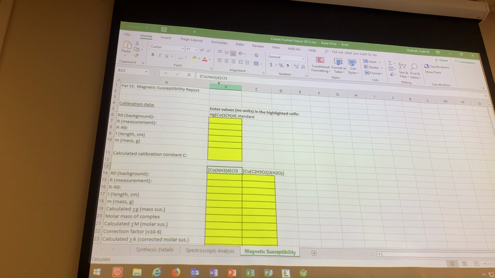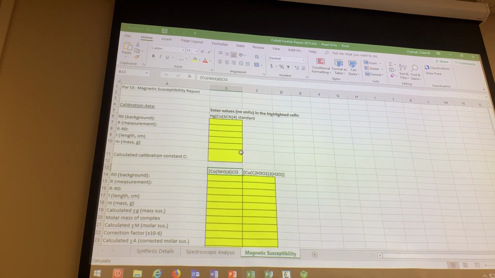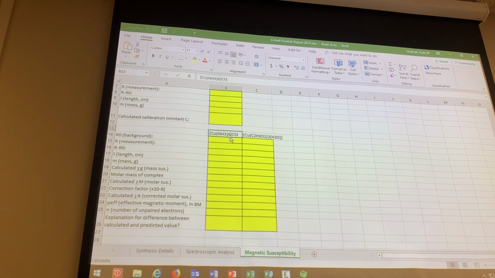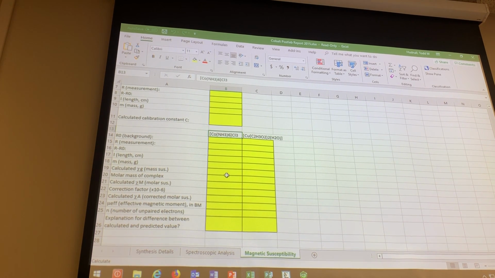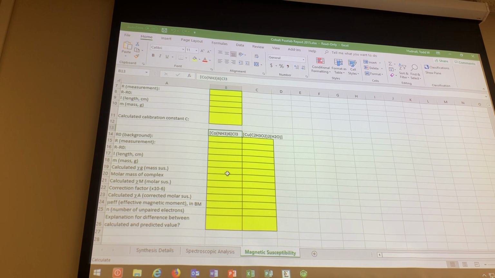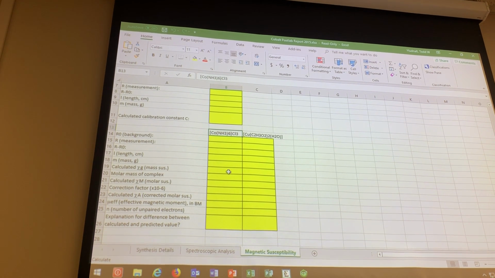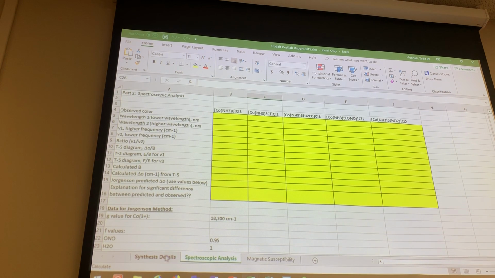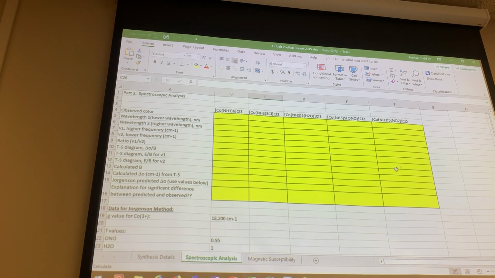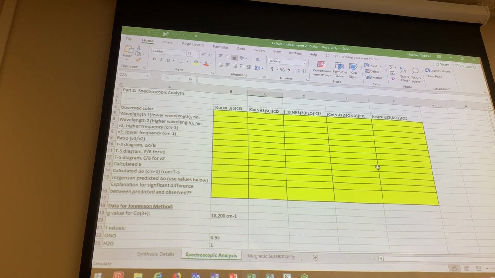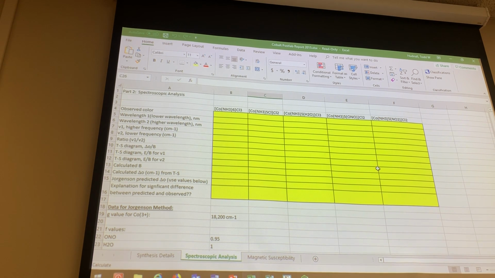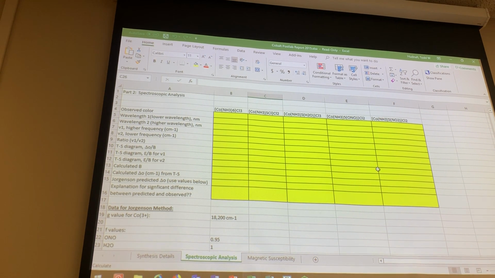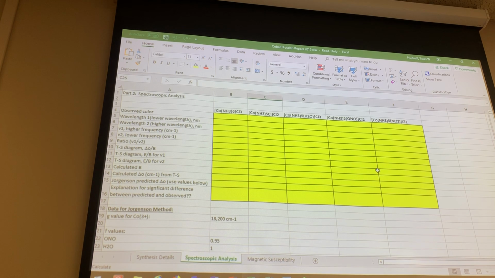This does take a little while because the balance is super sensitive. If you breathe on it, it's going to mess up your numbers. So we'll talk about that next week before we do it. That requires its own discussion. Any questions about this before we move on? And then the last part of class, we're going to talk about exactly what you'll be doing in lab in terms of synthesis.